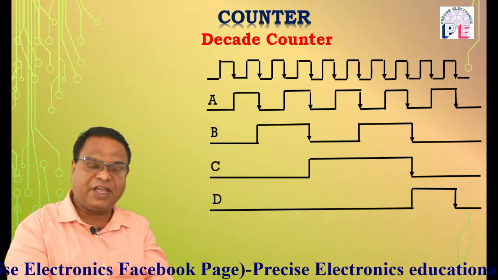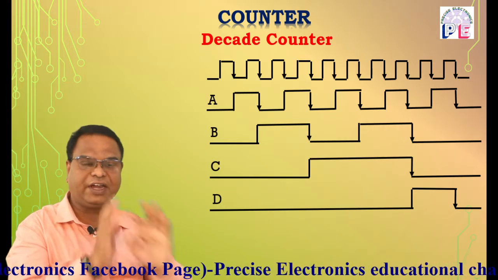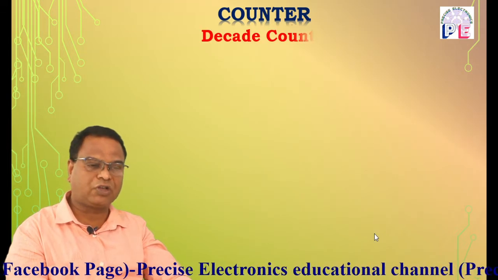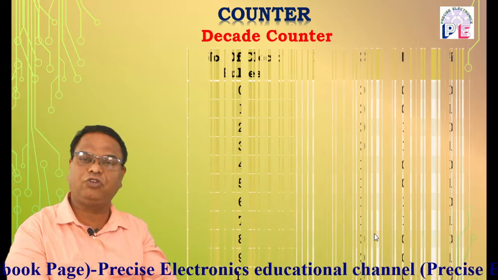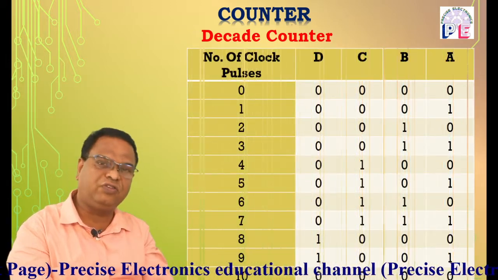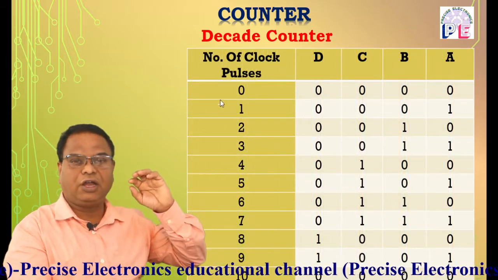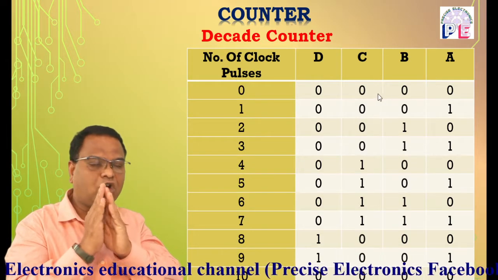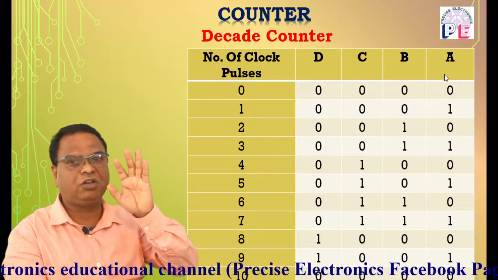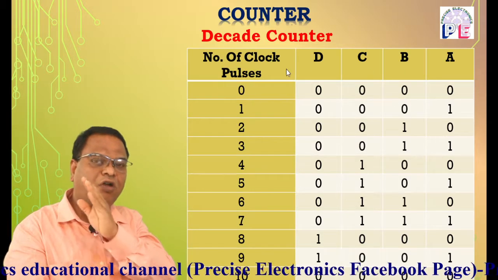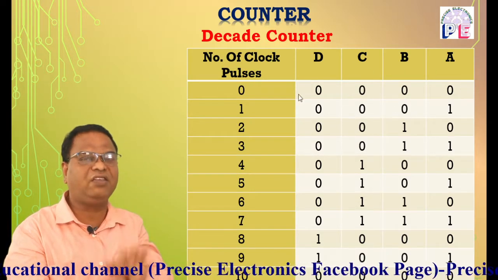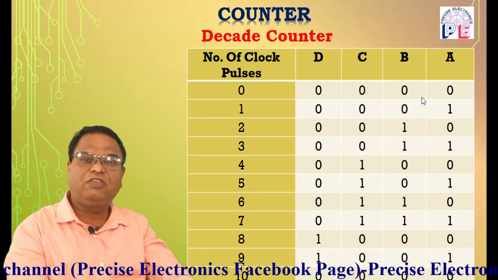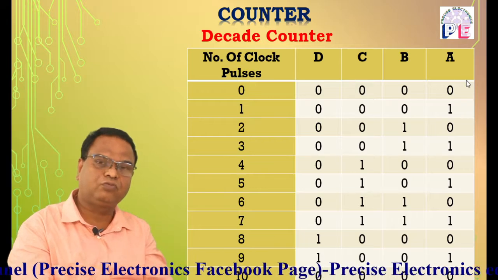So that is the timing diagram, or the clock diagram of the decade counter. Now friends, the truth table of the decade counter, how this counter counts from 0 0 0 0 to 1 0 0 1. At the initial stage, when the clock pulse is not applied, the counter is in reset mode. All flip-flops are made clear or reset. So the output of the counter at this stage is 0 0 0 0.